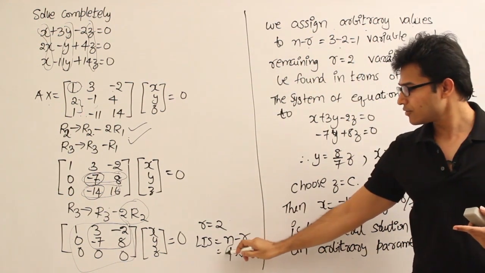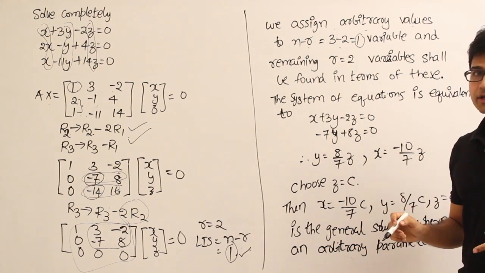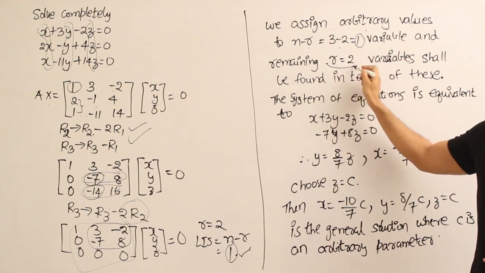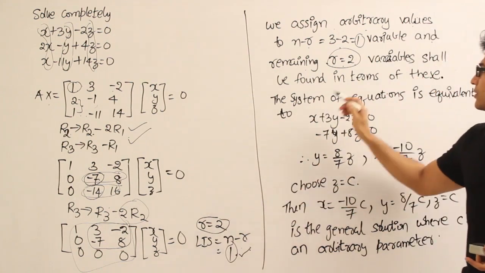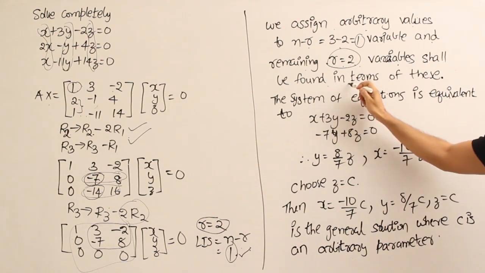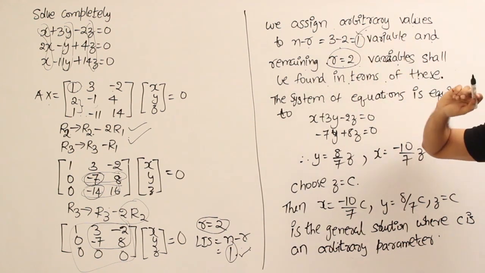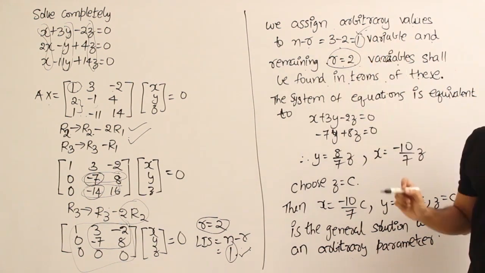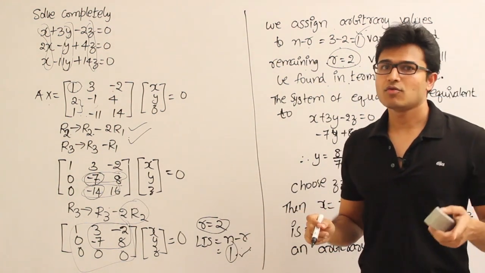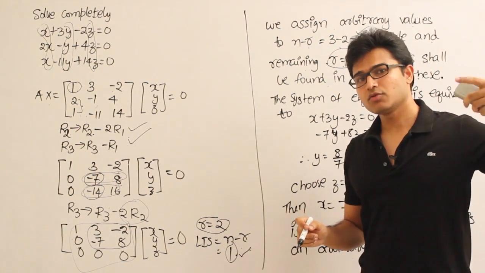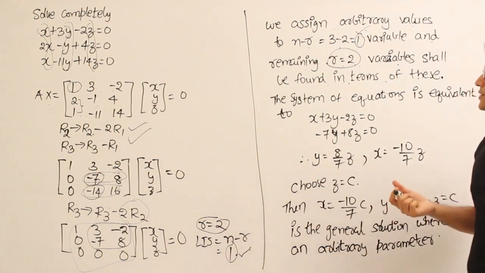So how many variables here? One variable, which means to one variable you have to assign arbitrary values, and the remaining r variables, in this case r equal to 2, the remaining 2 variables shall be found in terms of these. Which means for n minus r variables, we assign arbitrary values, and the remaining r variables are found in terms of the variables for which we have assigned the arbitrary values. See the example here, you will understand.